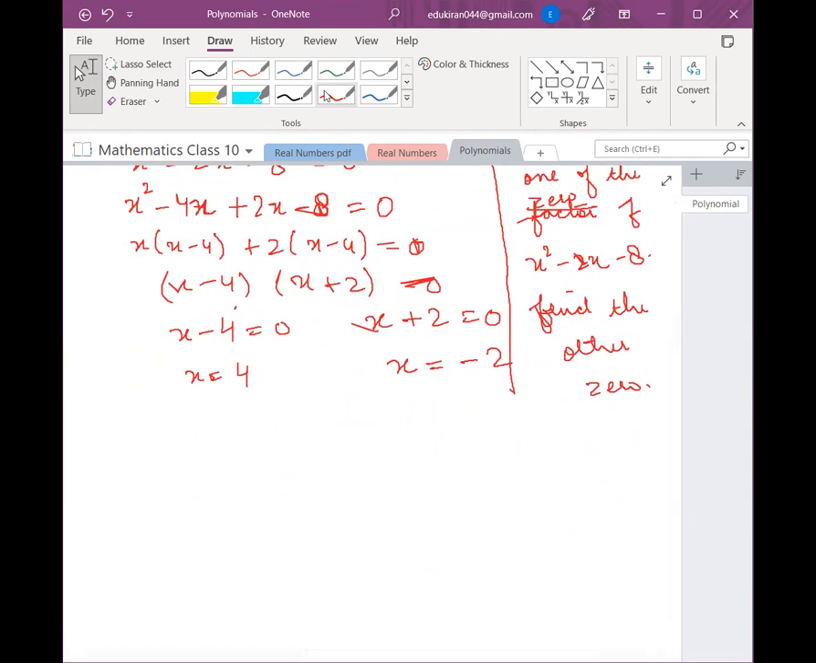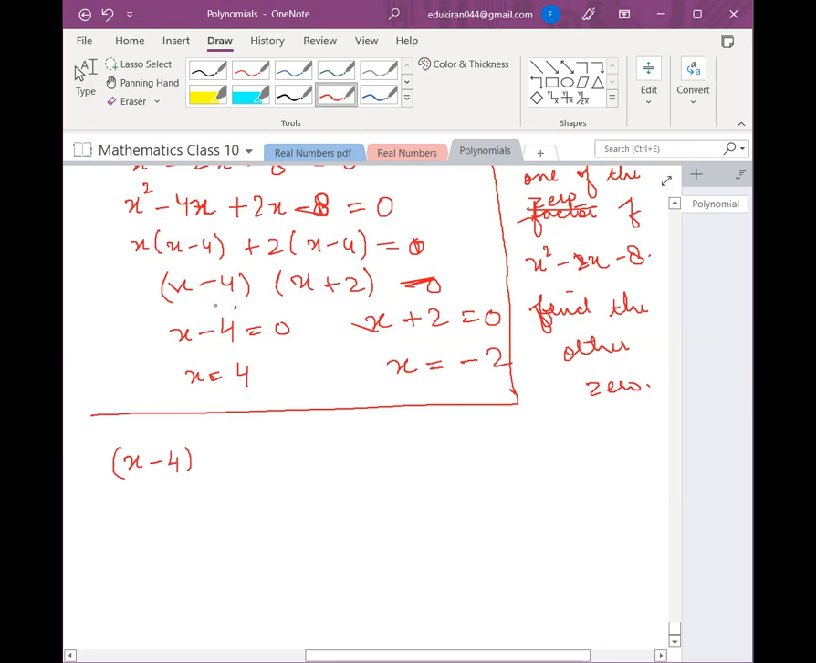Okay. So if x is equal to 4 is one of the zeros of this polynomial, basically x minus 4 is one of the factors. If, let's say, alpha is given, then x minus alpha is one of the factors of this polynomial. Clear? Is this clear? Yes, ma'am.